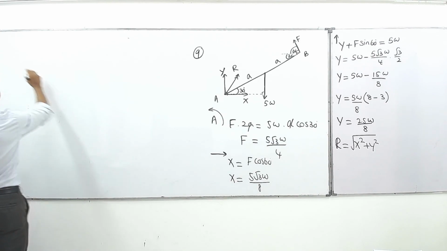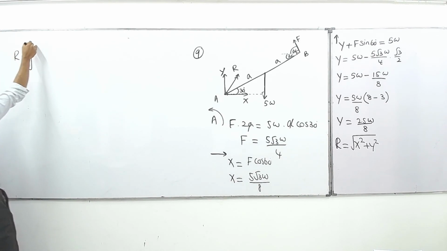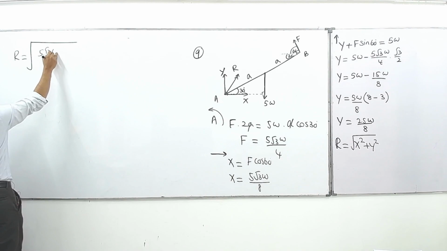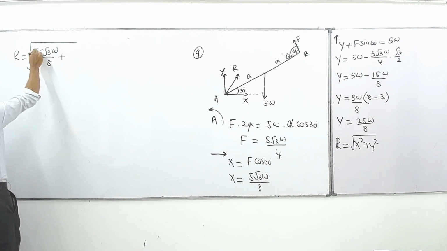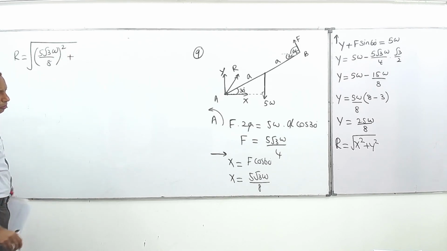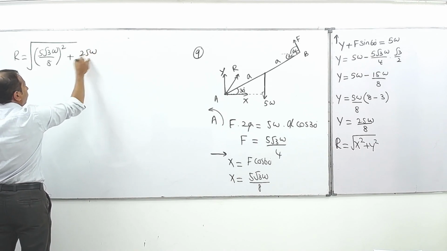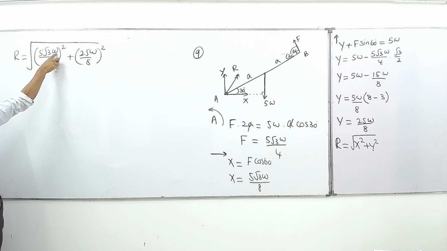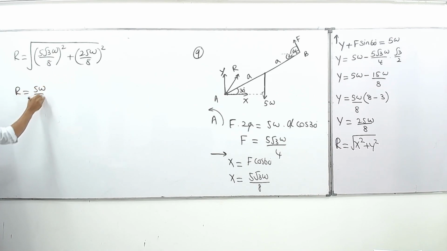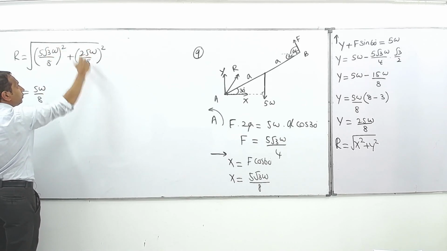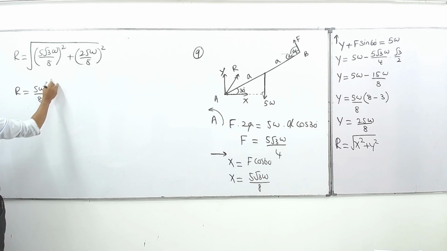R can then be found. x squared means 5 root 3 w by 8 perfect squared. x squared, y squared: 25 w over 8 perfect square. Here 5 w by 8 we can take out, from here also 5 w by 8 first perfect square, that we take out. Then 5 w over 8 only coming out.